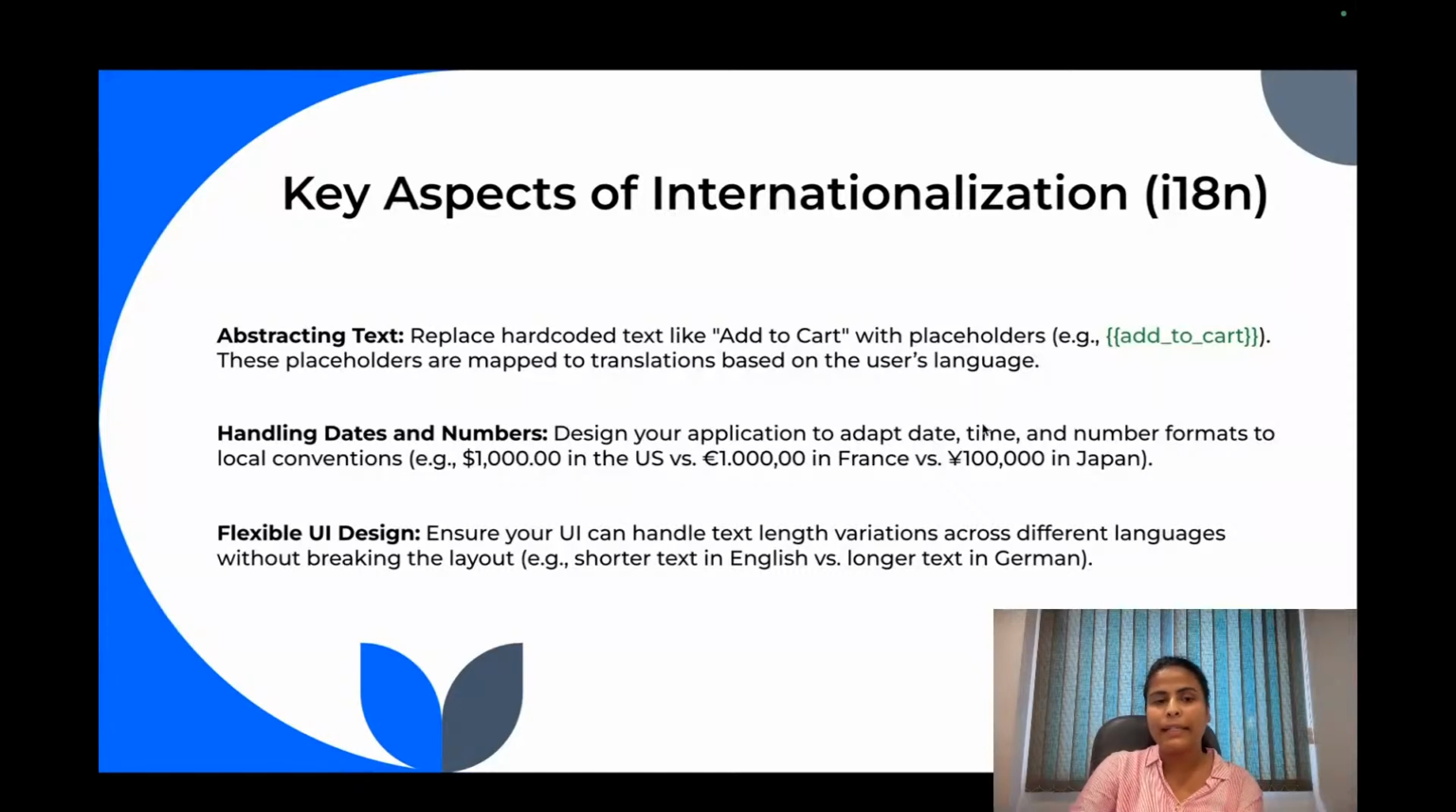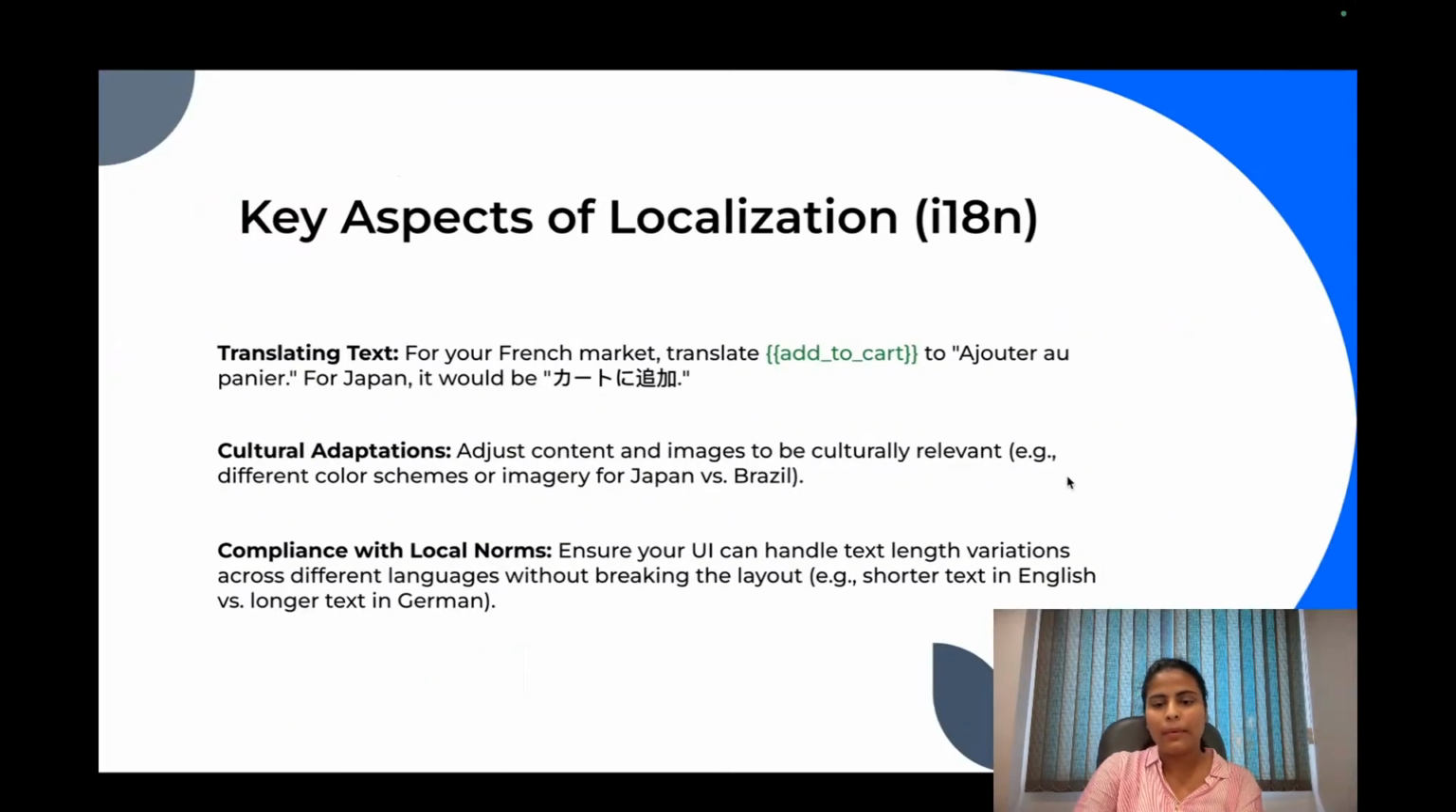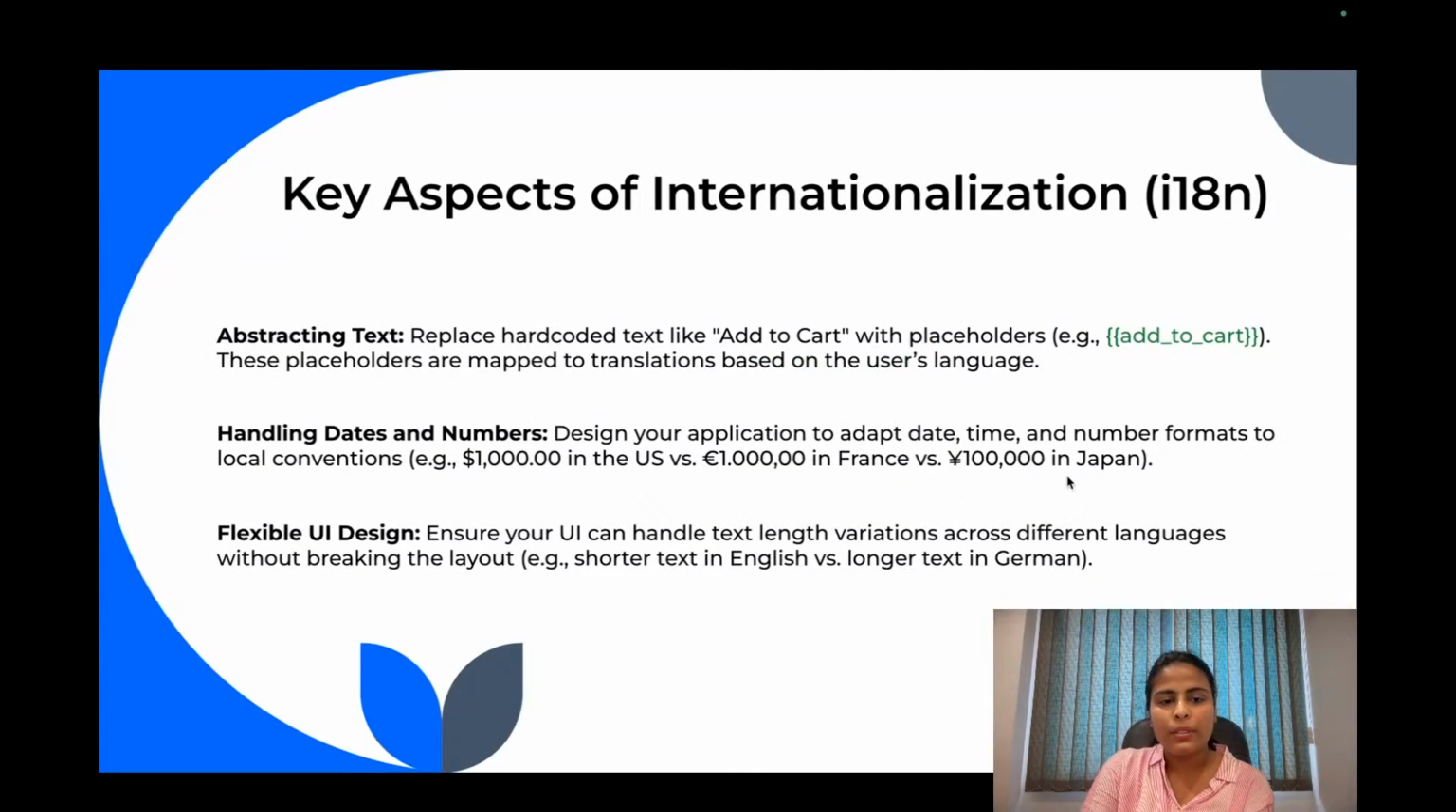Another is handling dates and numbers. Dates, times, and numbers are formatted differently around the world. So internationalization means designing your application to handle all these variations. For example, a price in dollars in the US might need to be displayed in euros in France. Like this, internationalization lets our application handle dates and numbers from around the world.